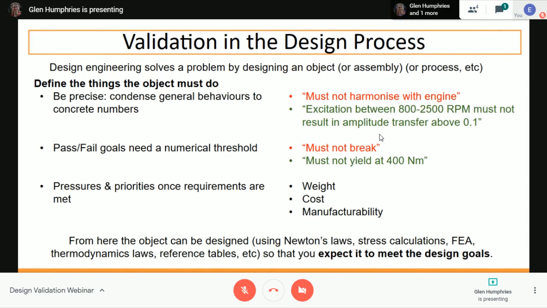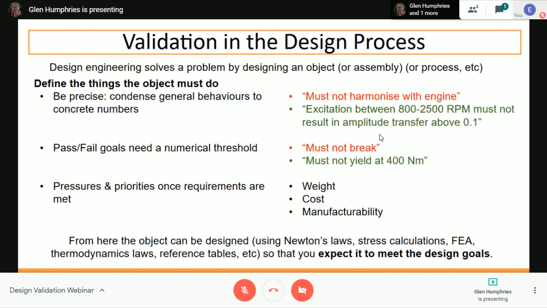So a better example there is really breaking it down to the actual numbers that this behaviour is going to depend on. So for example, expressing it as, say, excitation from the engine between 800 to 2,500 RPM, going through the engine vibration isolation, must not result in amplitude transfer above a factor of 0.1. So that's a nice concrete listing of the numbers we're after to design this object. And it's really important to design it and then also to validate it later.